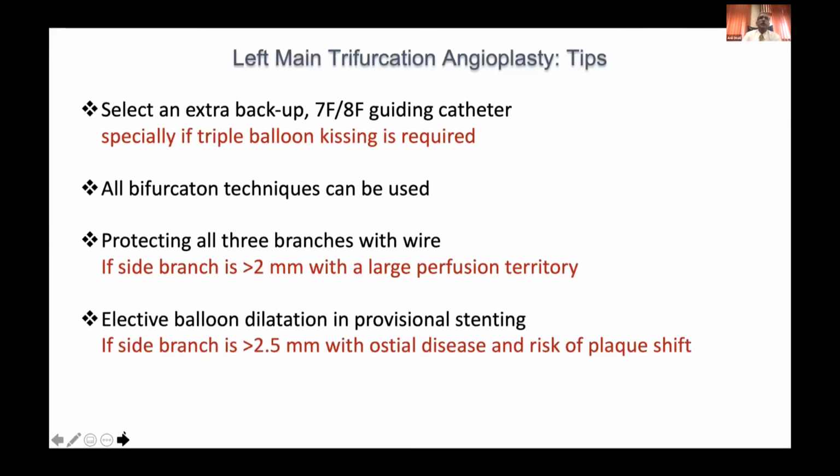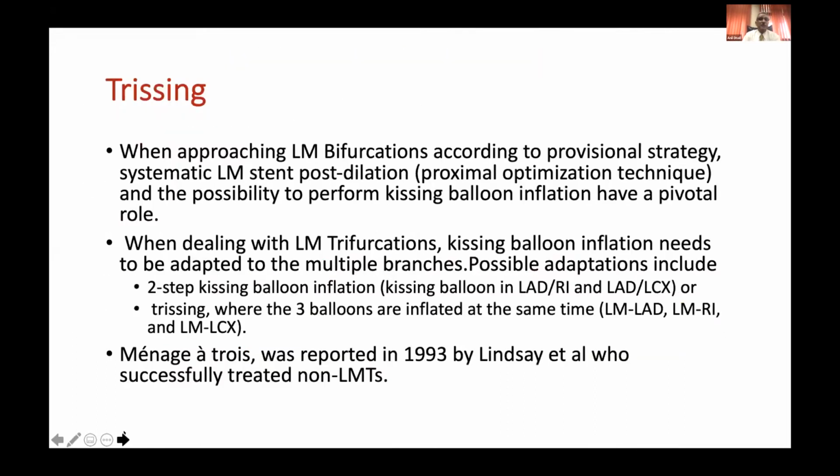Very clearly, you need a large bore guiding, and it would be judicious to start with a 7 or an 8 French guide catheter. Almost all the bifurcation techniques can be judiciously used, but you need to protect all 3 branches if they are more than 2 millimeters with a reasonable perfusion territory with a wire. And you need to also treat the side branches if you think that there is a significant plaque shift, and if it is going to involve a certain percentage of the myocardium at risk.